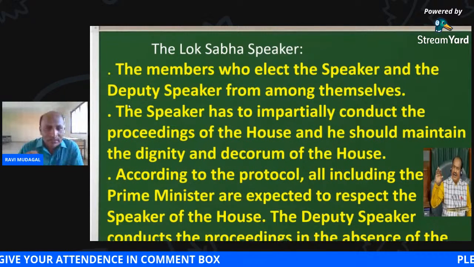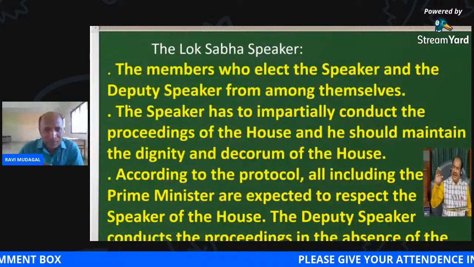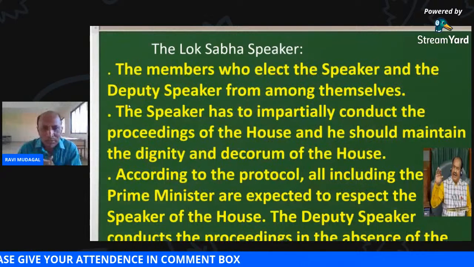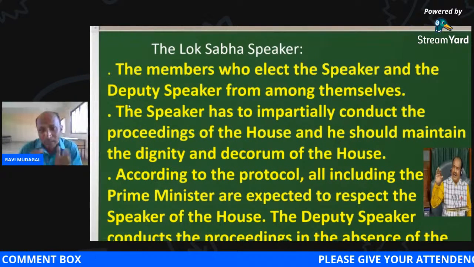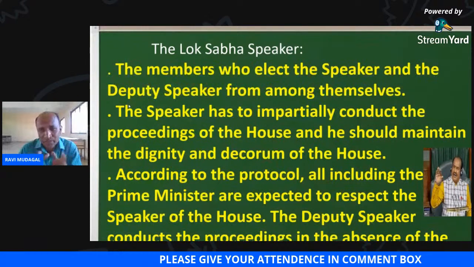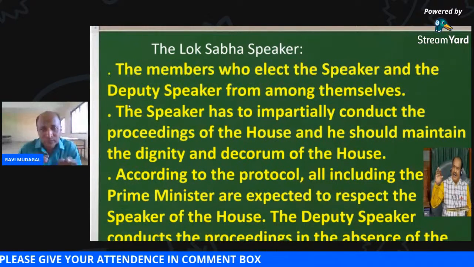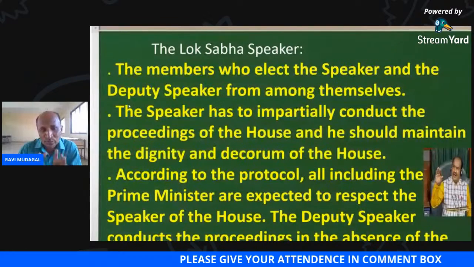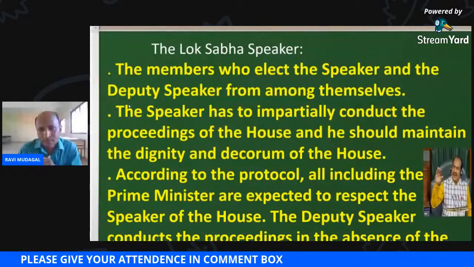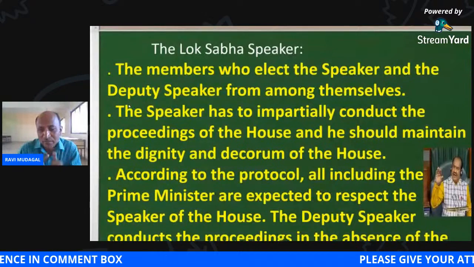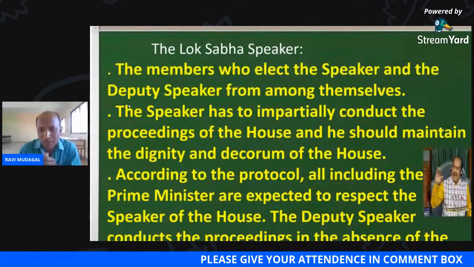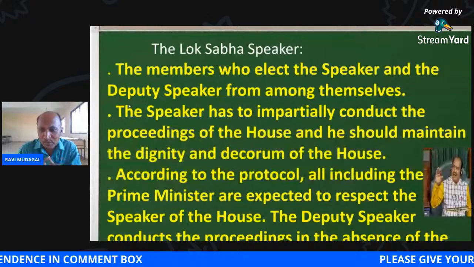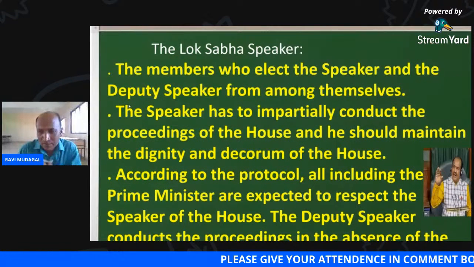Lok Sabha members elect the Speaker and the Deputy Speaker from among themselves. The Speaker has to impartially conduct the proceedings of the House. Dear children, to hold or conduct the proceedings or meetings of the House, who has the power? The Speaker has the power. Who is the Speaker of Lok Sabha at present? Do you know? If you don't know, let me tell you. The present Lok Sabha Speaker is Om Birla. Right?